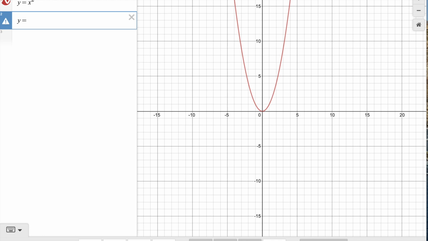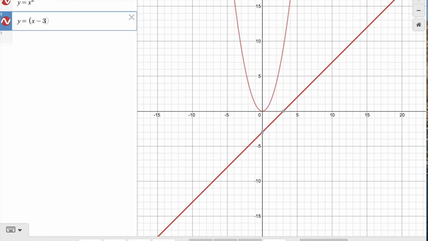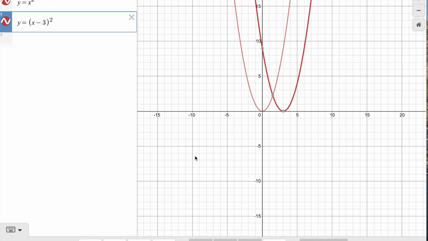Let's get rid of that, and let's do y equals parentheses x minus 3 squared. What happened? It shifted it to the right 3.